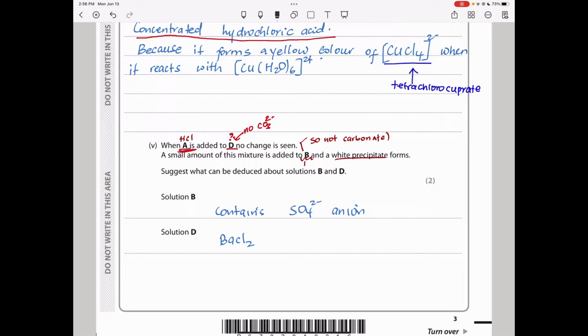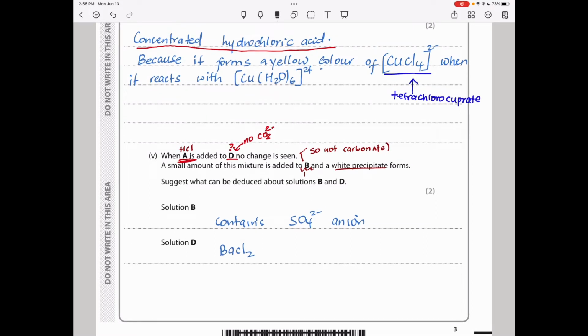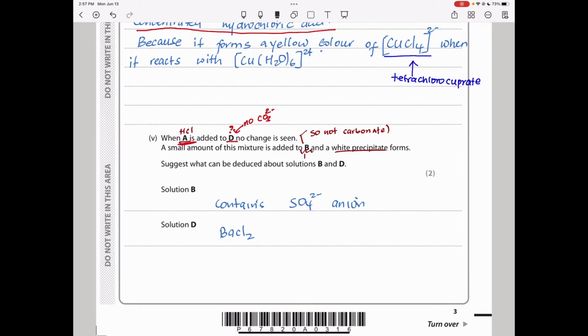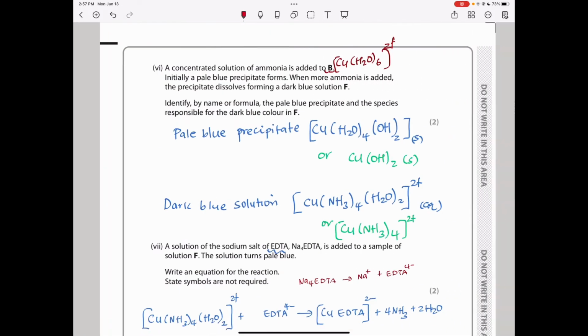So here a small amount of this mixture is added to B, and a white precipitate forms. They say, suggest what can be deduced about B and D. We know B contains a sulfate because when HCl was added to it, it did not release a gas. And since one of the 4 solutions was barium chloride, that leaves D as the unidentified one, so therefore B should be barium chloride. So let's go to the next part.